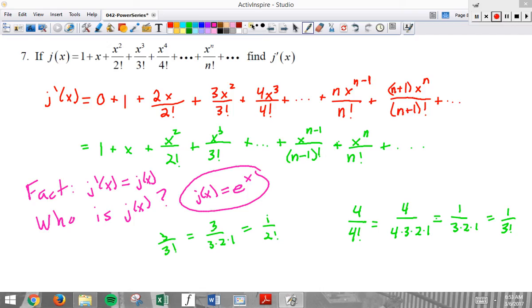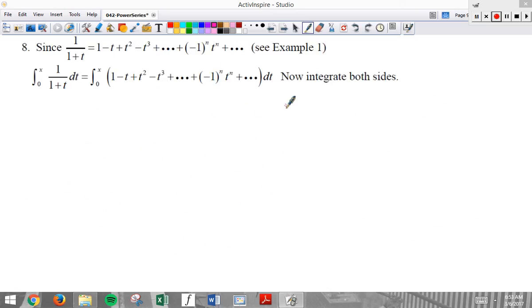All right. Number 8. 8, 9, and 10 are the coup de grace here. A lot of people don't like integrating both sides. This is example 1. Look back. 1 over 1 plus t is this. So now if I wanted to integrate both sides, I could. You can always get new power series by integrating old power series.